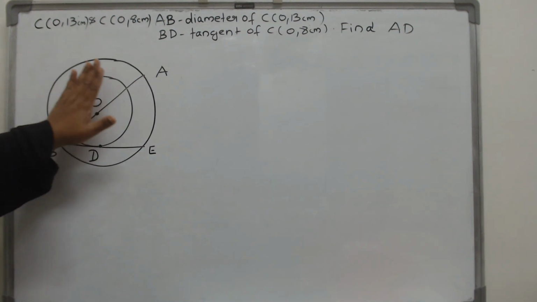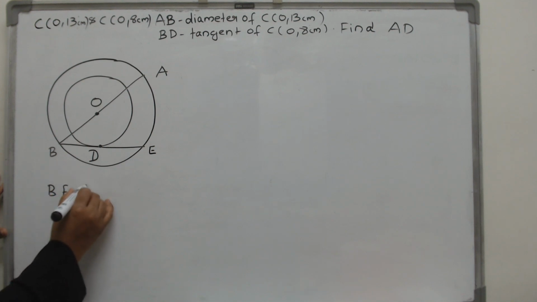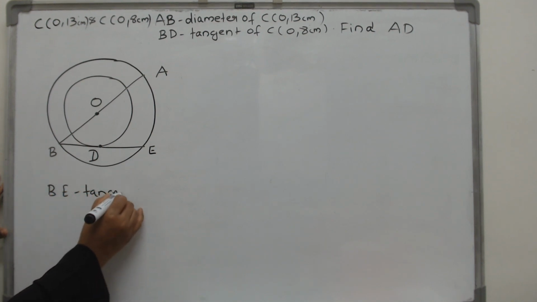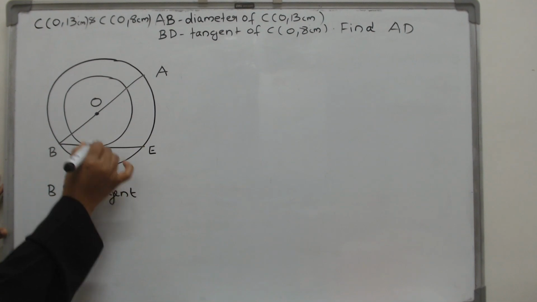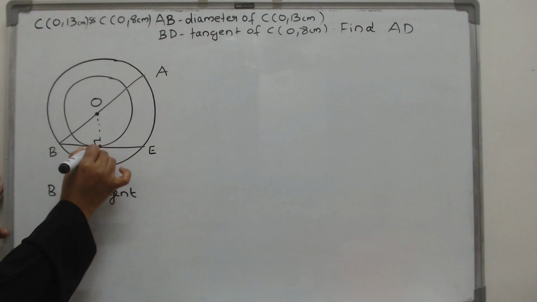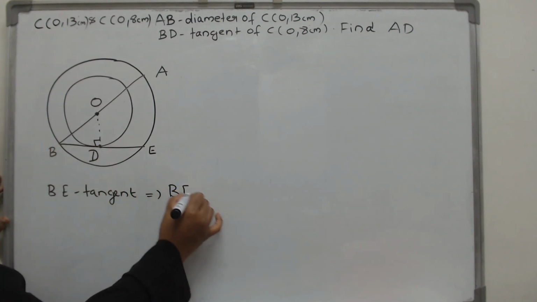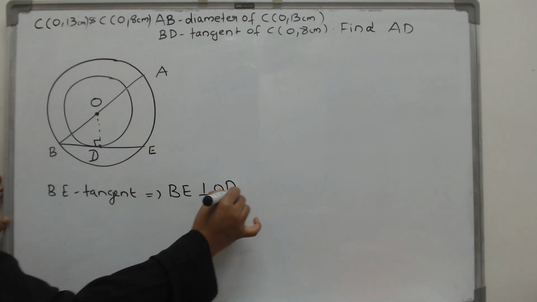Now look at the small circle. What do you notice? BE is its tangent. And now what do we know? At the point of contact, the radius and the tangent are perpendicular to one another. That means what? BE is perpendicular to OD.